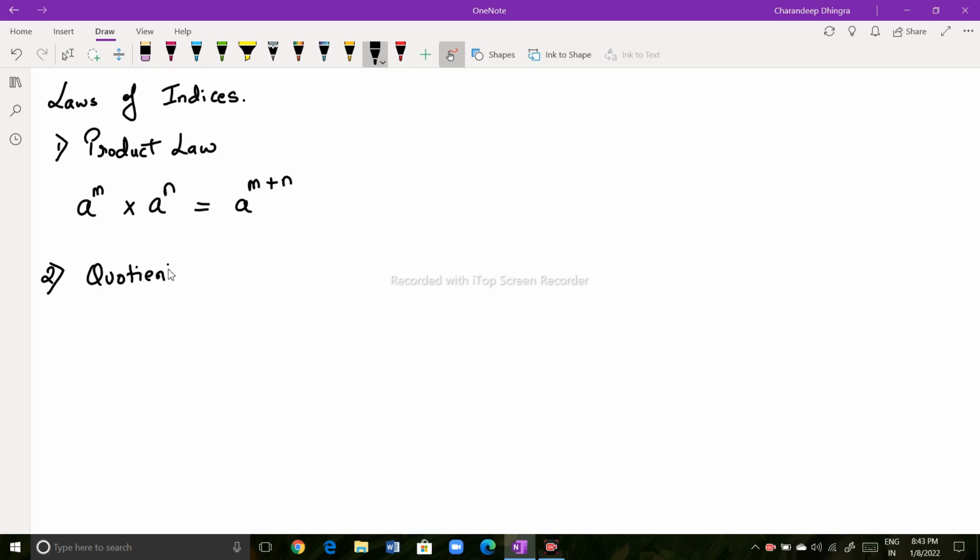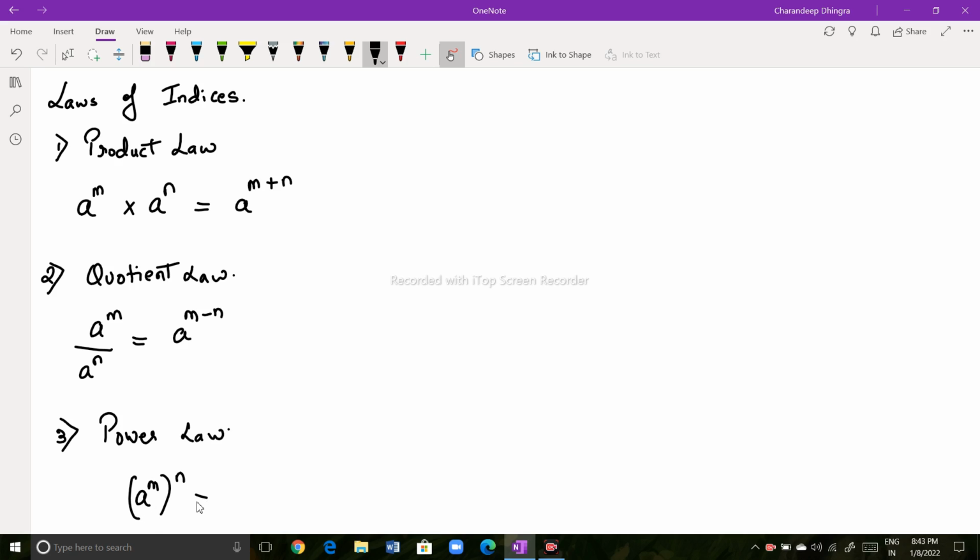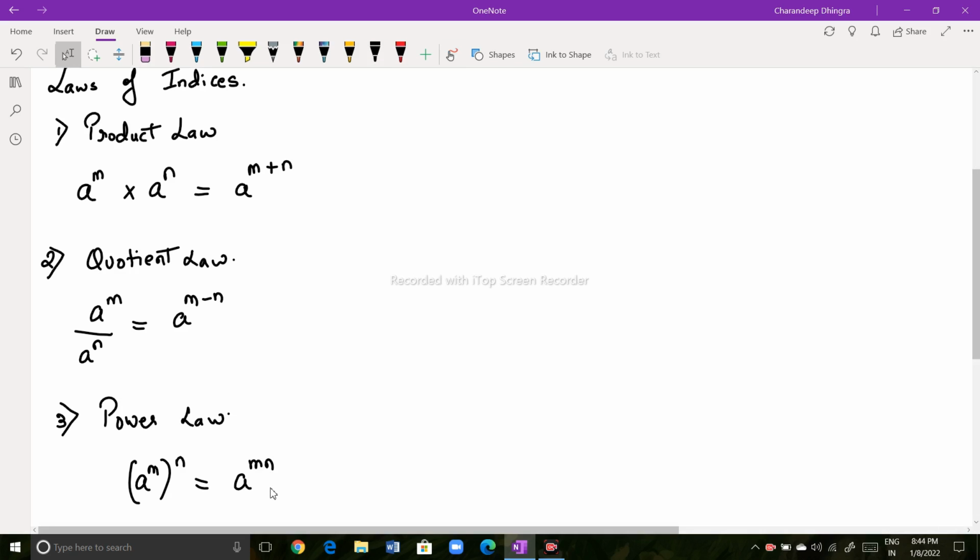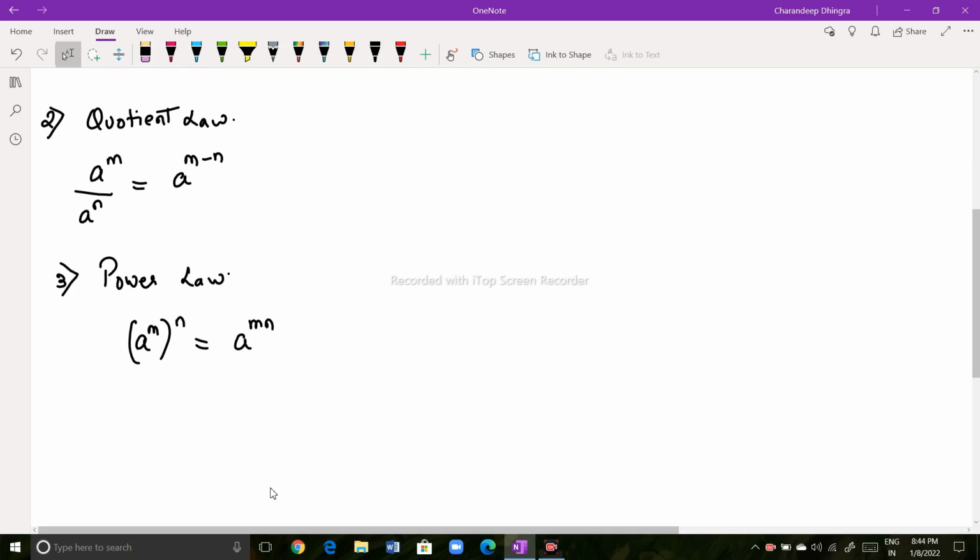Next one is quotient law. This law states if we have a raised to m upon a raised to n, so this can be written as a raised to m minus n. Third one is power law. This states if we have a raised to m bracket n, this can be written as a raised to m into n. So these are the three laws.